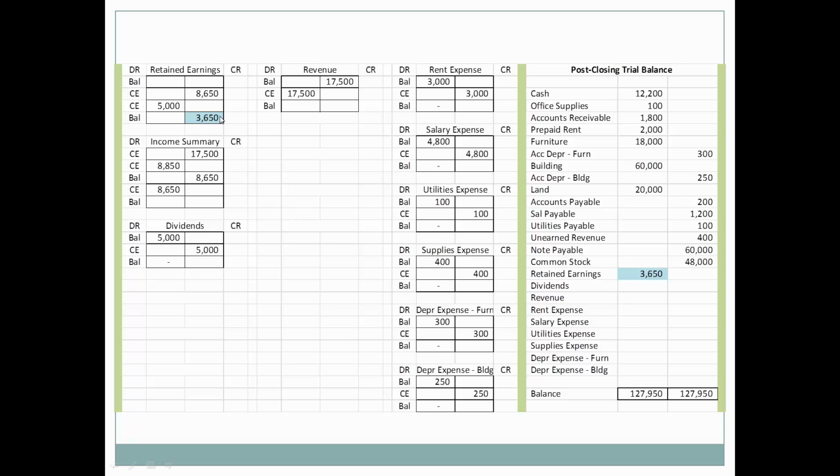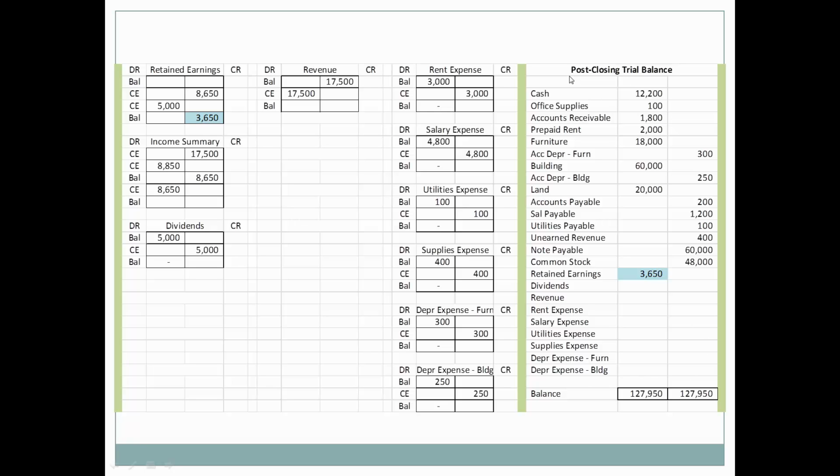So now let's look at all of these amounts in relationship to the post-closing trial balance. We see that our retained earnings account has a balance for the first time, since this was a startup company and didn't have any beginning retained earnings. So now we see our retained earnings account reflects $3,650. We see that there's no balance in dividends because it's been closed out, the same for revenue, and the same for all of these expenses. They have all been closed out.